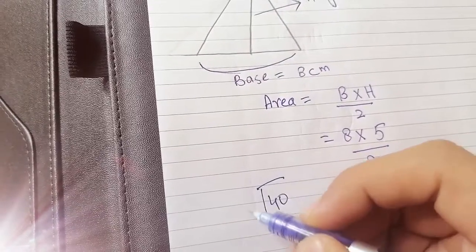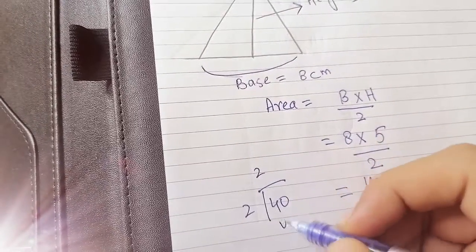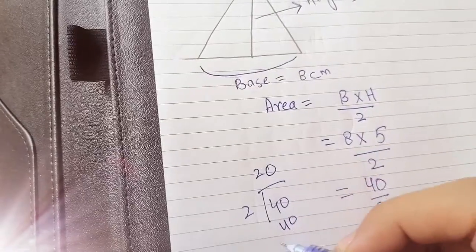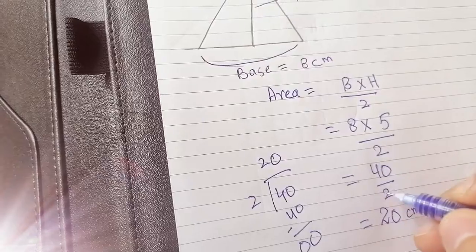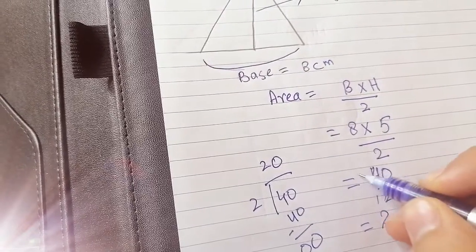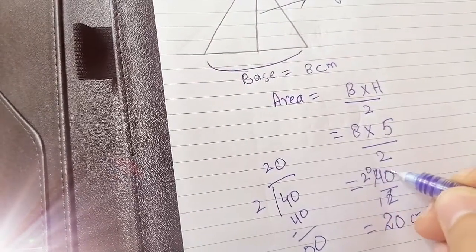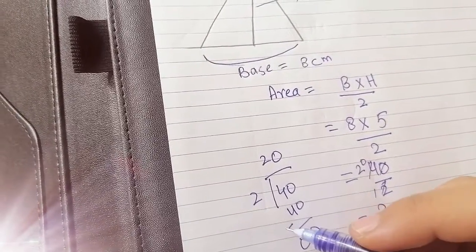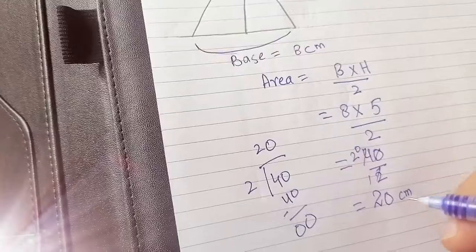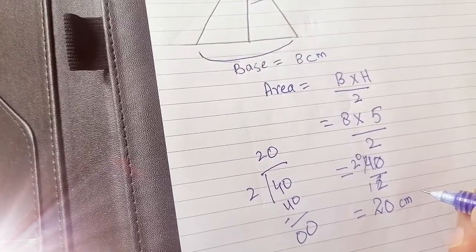You can do it like this too. 2 times 2 is 4 and 2 times 20 is 40. Or you can simply say how many 2's we have in 4. So we have 2 2's in 4, and this 0 put it here as well, and here it goes. So it means if we multiply 2 with 20 we get 40. So the answer is 20 centimeter.